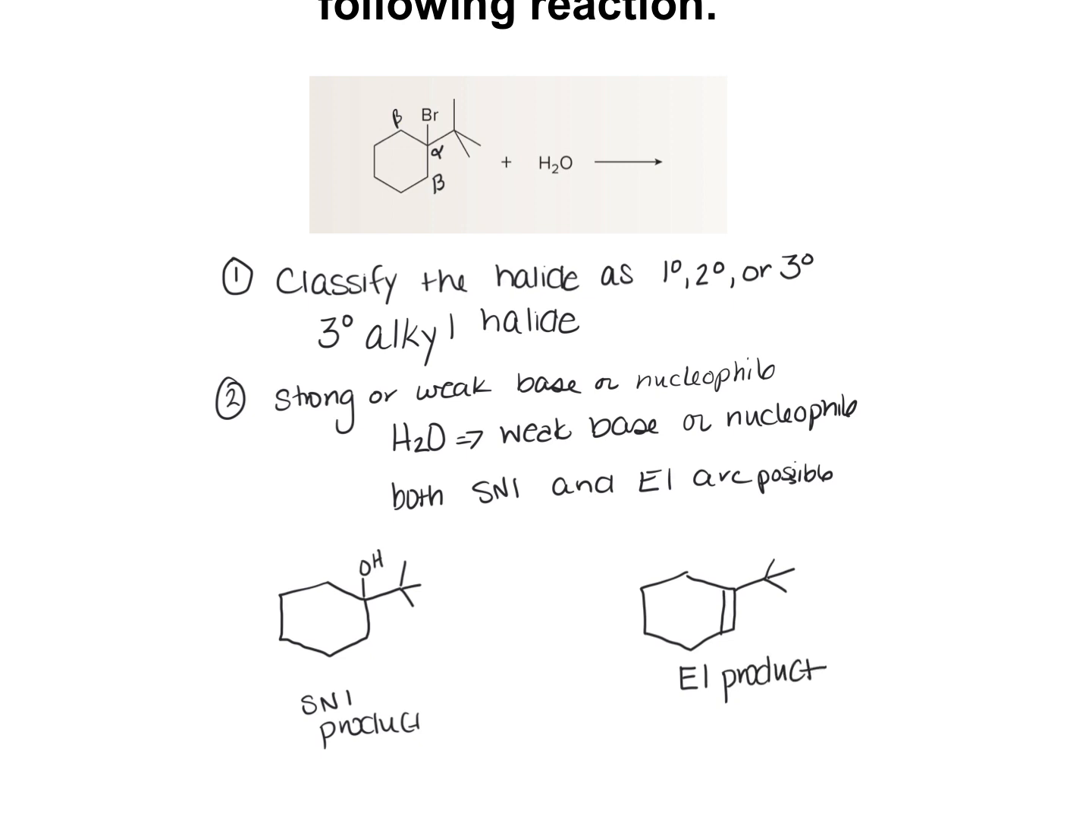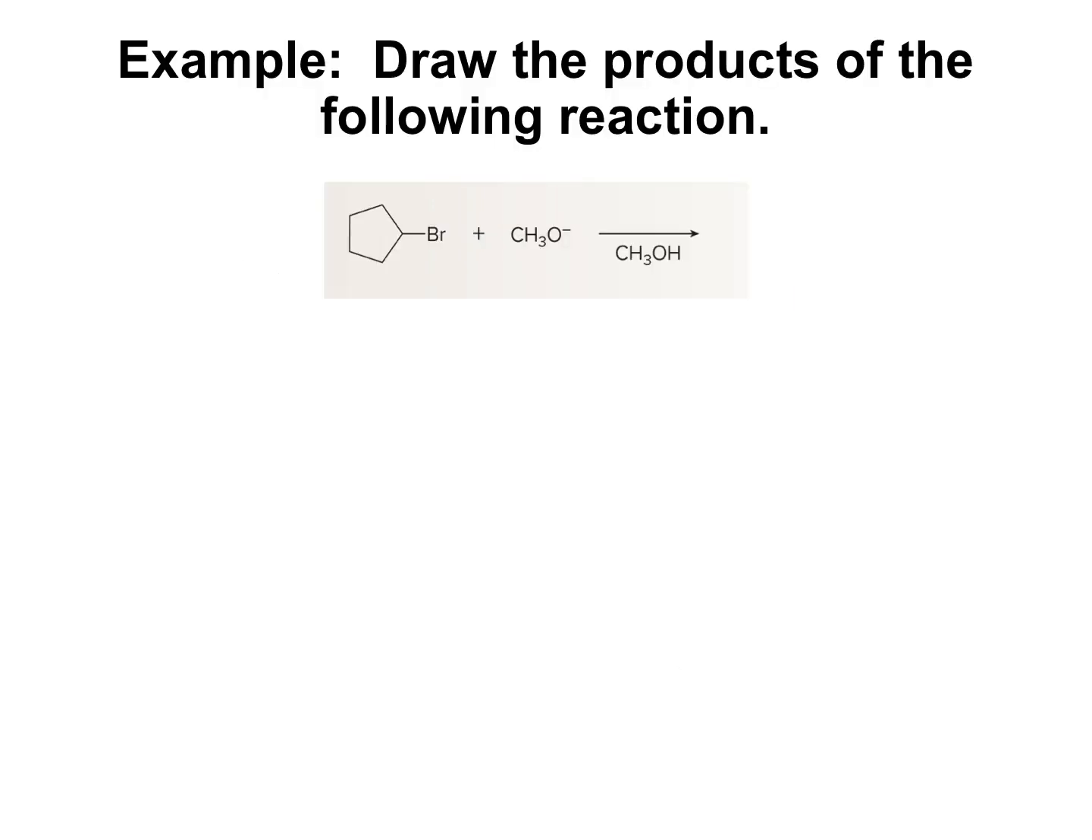Now, let's do another example. So we look at this reaction, and the first thing we do is we say, look, this is my alkyl halide. It's what has the halogen. This is my nucleophile. We've got that negative charge there, and that's really strong because it's got a negative charge.